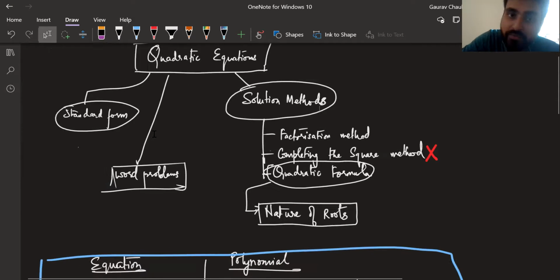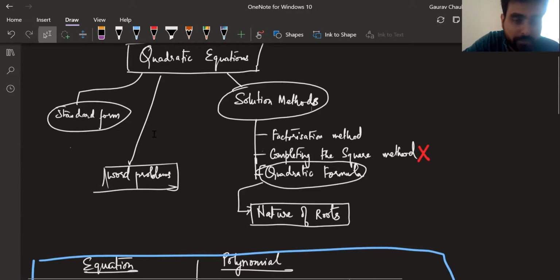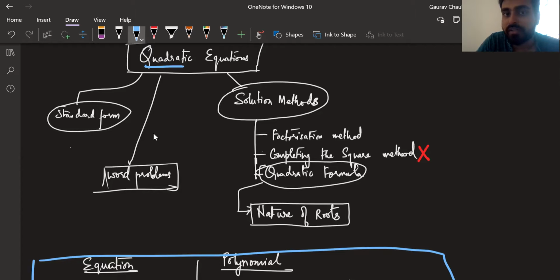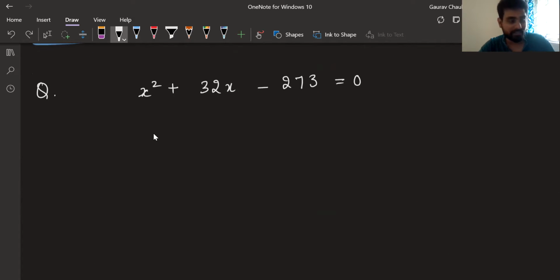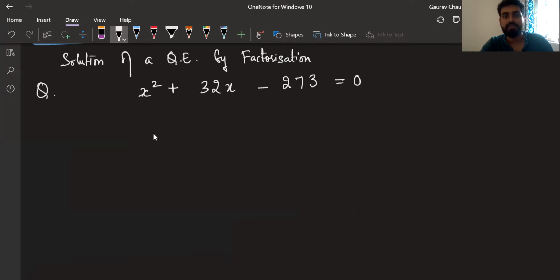Okay, there will be cubic equations also, 4 power equations, 5 power equations, and negative power equations also. Right now, our chapter is only about quadratic equations. In that, there are three methods: factorization, completing the square, and quadratic formula. And you're going to learn the factorization method right now. So I want you to write the heading as solution of a quadratic equation by factorization.